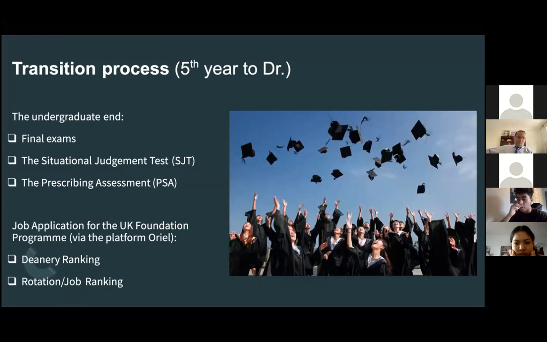So what I had to do as a fifth year is rank, there's about 22 deaneries in the UK, and you rank them from 1 to 22 based on your preference, like where you would like to work maybe in the future, or where you'd like to see yourself just for the start of your foundation year program.